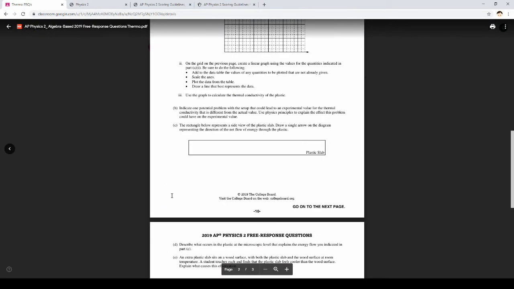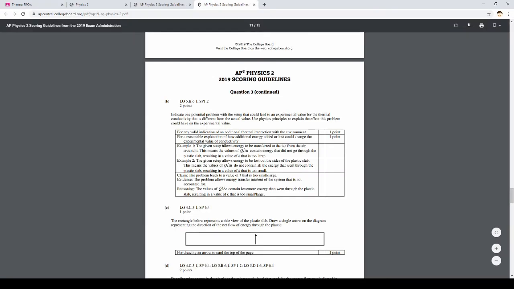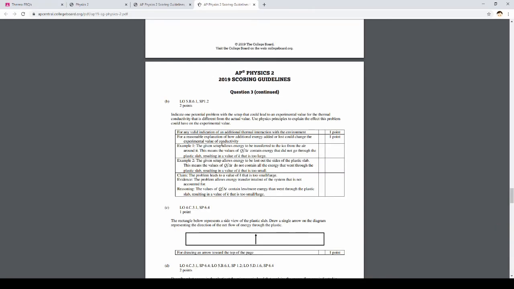The next section, the rectangle below, indicate one potential problem with the setup that could lead to an experimental value for the thermal conductivity that is different from the actual value. So what could go wrong? So really the one thing that could go wrong is we could have interaction with the environment. So if we're in a warm room, the ice could be melting from the top as well as from the bottom.